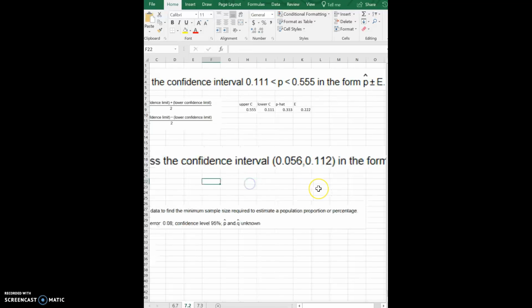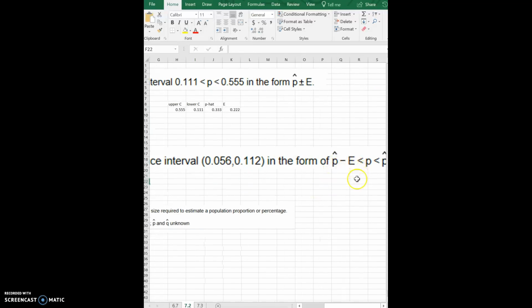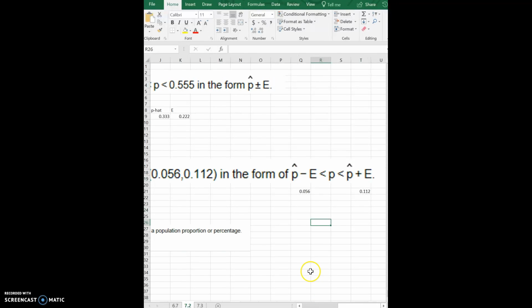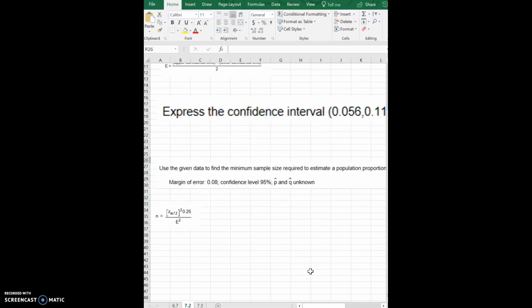For this next one, it's asking you to express it in this form here: p hat minus e is less than p, which is less than p hat plus e. Literally type in these two numbers. So this number here, I'll put it underneath, is 0.056. This number here is 0.112. It just gave it to you as a coordinate set rather than your inequality. That's the answer. I promise you. Type it in. It works. Okay. Moving on.